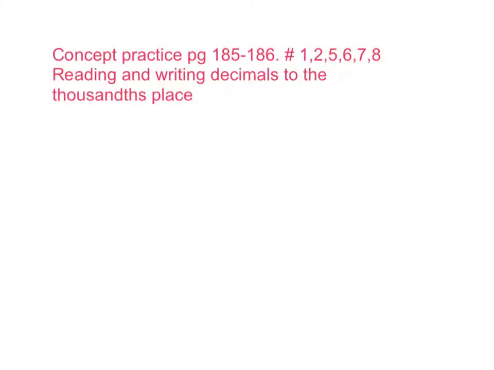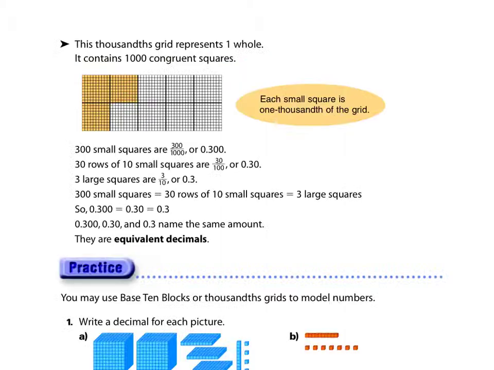All right, now you're on to the concept practice, page 185, 186, numbers 1, 2, 5, 6, 7, and 8. You are reading and writing decimals to the thousandths place now. Remember, if you have questions as you are working, that you please ask. Either myself, if we have an EA in the classroom, or if you're at home, you can ask your parents as well. Or a classmate, actually, in the classroom as well.